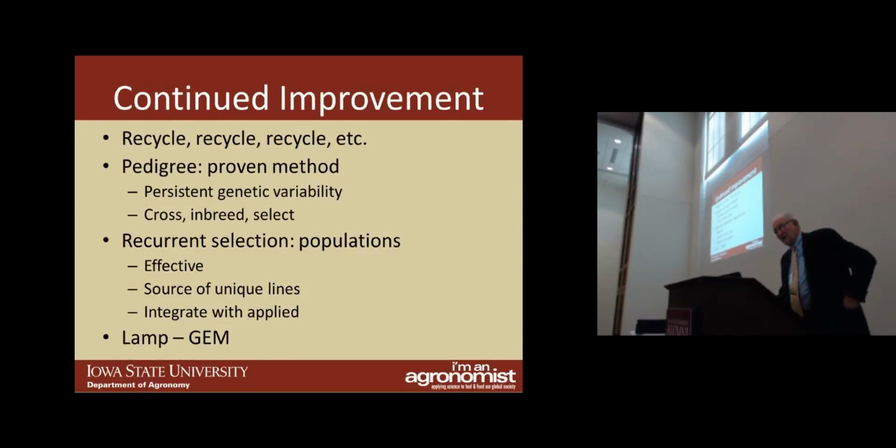It's a proven method. There's been persistent genetic variation. They say we're hitting bottlenecks, but it seems like we keep moving along. Recurrent selection is for genetically broad-based populations. That's not an acceptable method for commercial breeders because of the competition. I think it has to be done probably in the public sector. It is effective. It provides a source of unique lines. It's not recovering B14 or BA73 or something. We hopefully come up with something new.